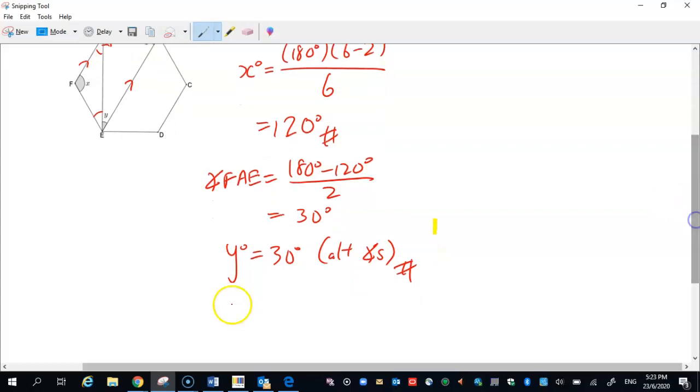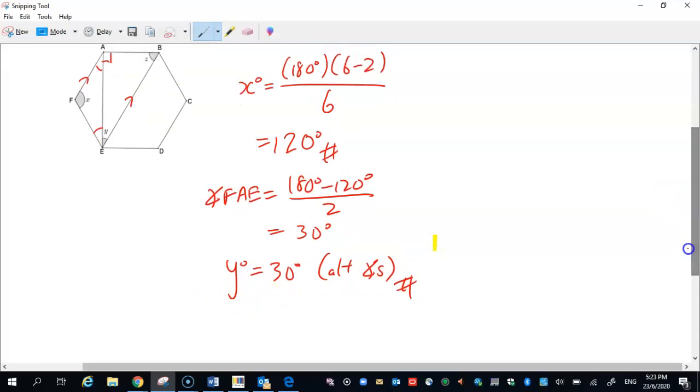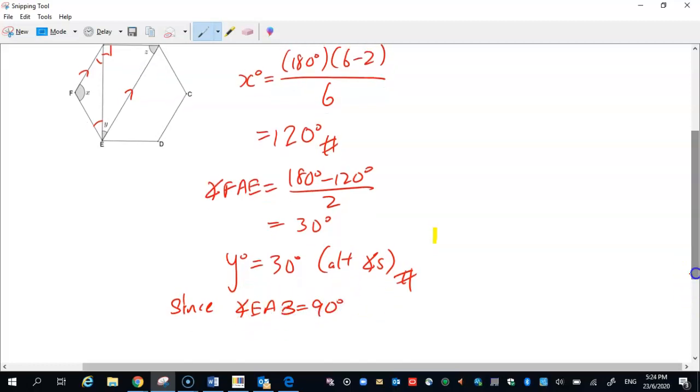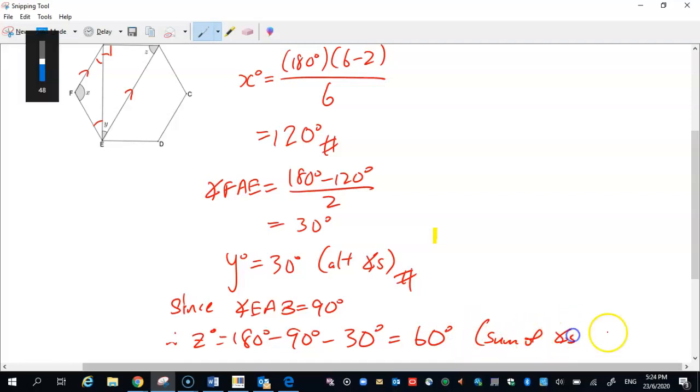So therefore, since angle EAB equals 90 degrees, z degrees equals 180 degrees minus 90 degrees minus angle y, which is 30 degrees. And this will give you 60 degrees. This is the sum of angles in a triangle.